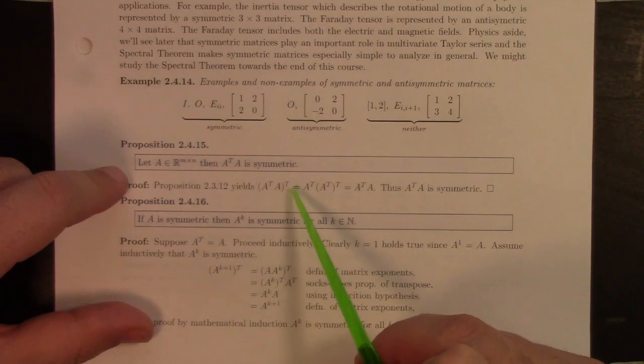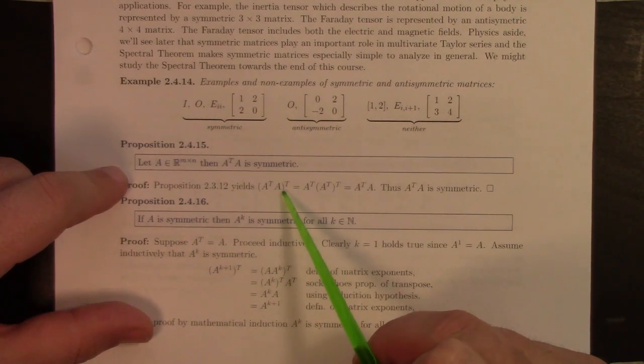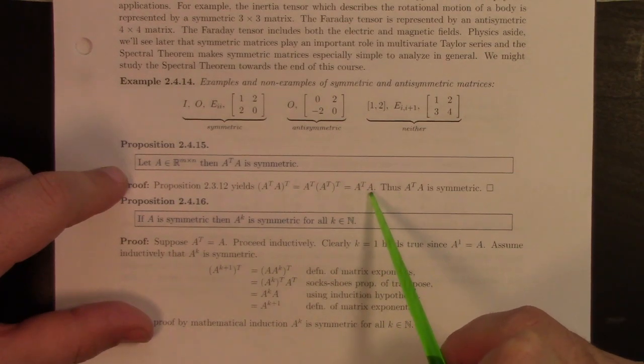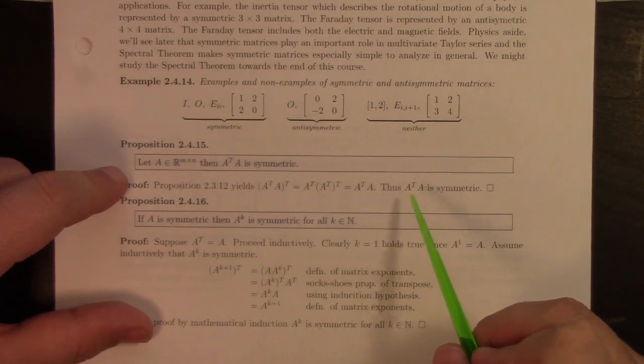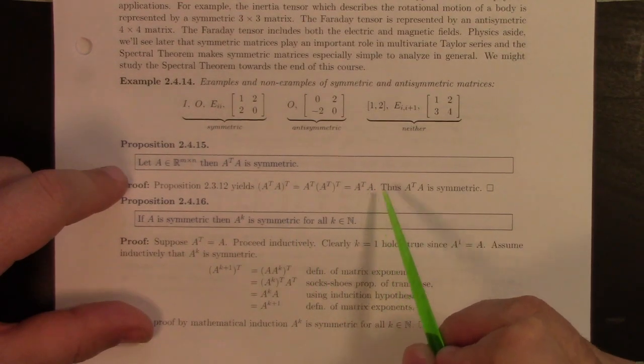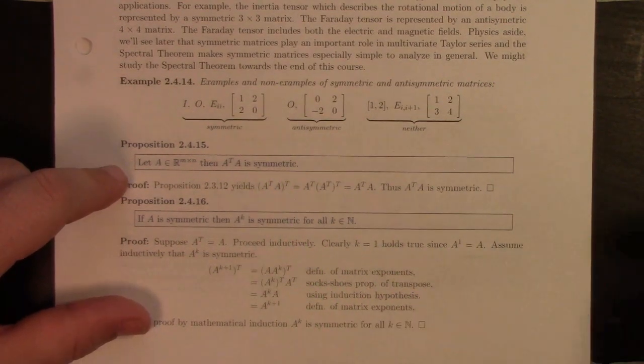Here's the proof. You take the transpose of A transpose A. Socks and shoes: A transpose A transpose transpose, which is A transpose A, because the transpose of the transpose is the matrix again. And there you go. The transpose of this matrix is equal to that matrix again, which shows you that this is a symmetric matrix.